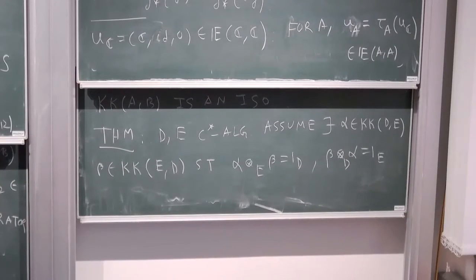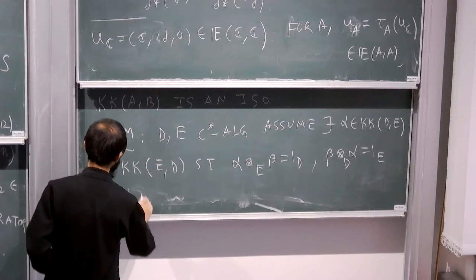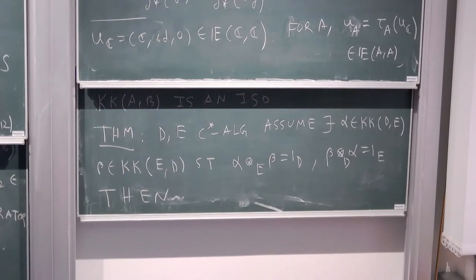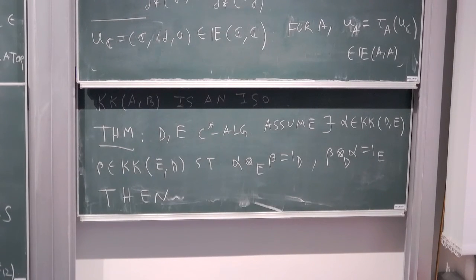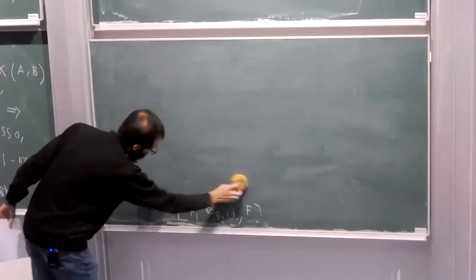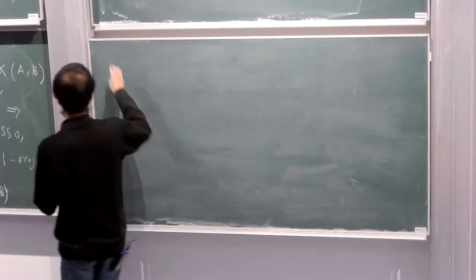Then, okay, then next board. Now is the magic of Kasparov product. So you see alpha and beta are inverses of each other up to the Kasparov product. That gives you a series of isomorphisms.